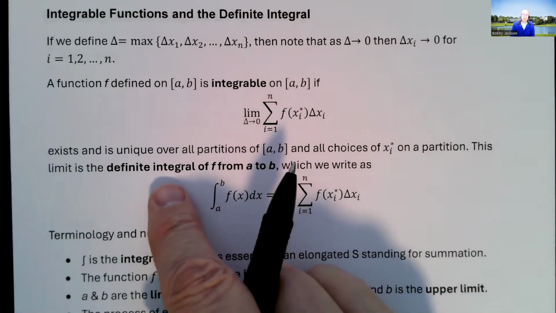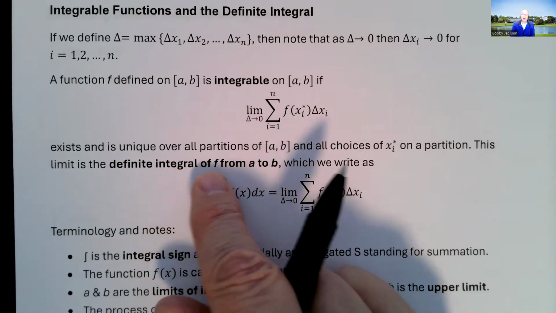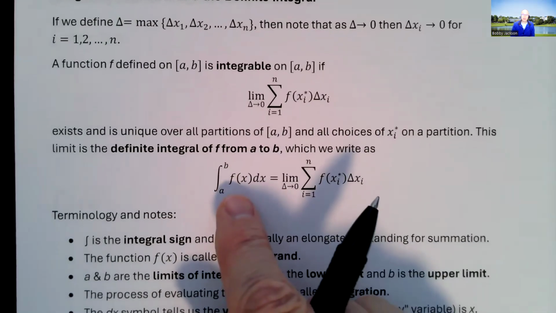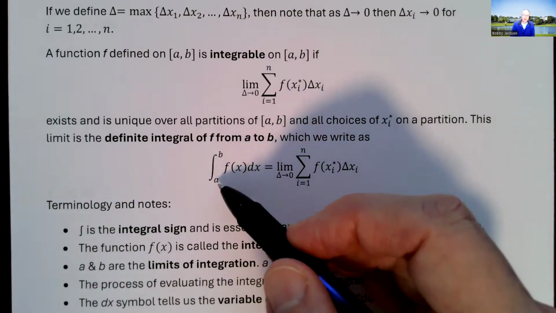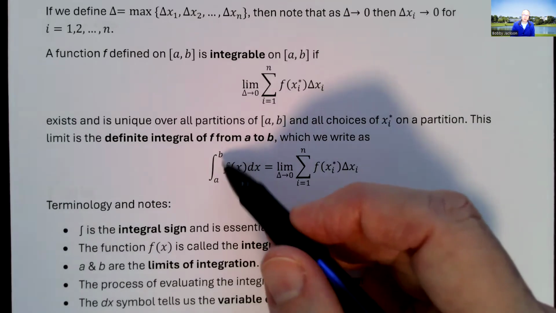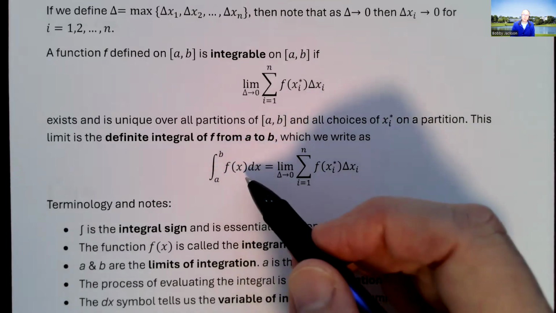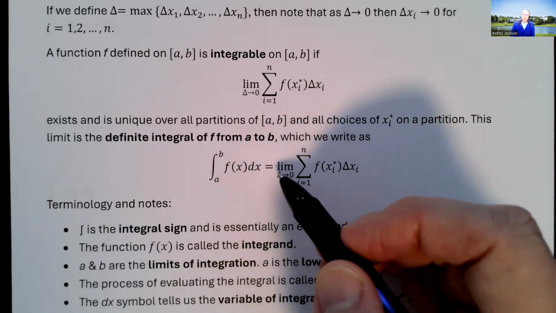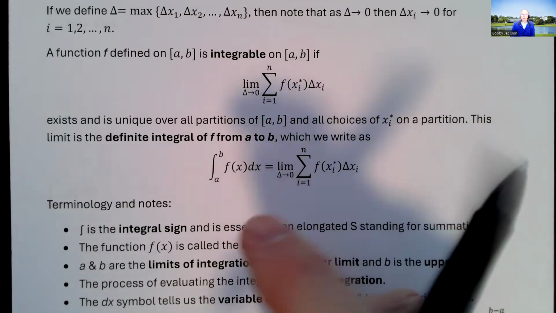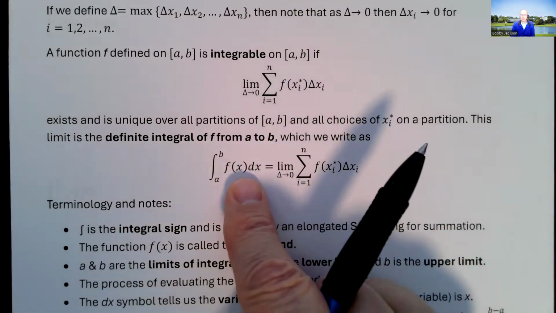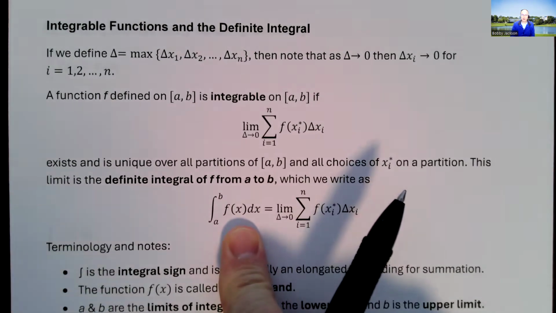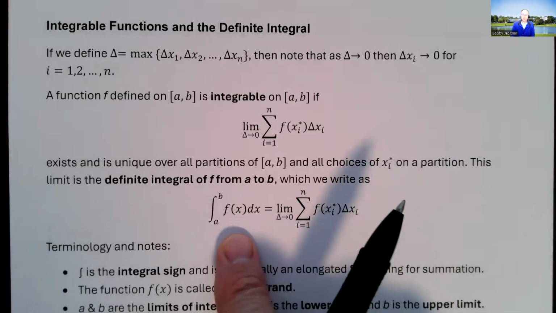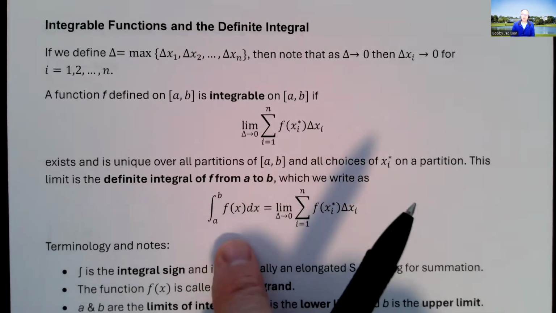But this limit, if it exists, is the definite integral of the function f from a to b, which we write this way. And so you can see this is like the indefinite integral, except we have these a's and b's. These are called the limits of integration. Okay, so the definite integral of the function f of x from a to b is equal to this limit. Therefore, the definite integral from a to b is a real number. It could be 0, it could be negative, it could be positive. And based on our analysis for the definition of net area, that's what this integral represents, the net area of the function on the interval from a to b.